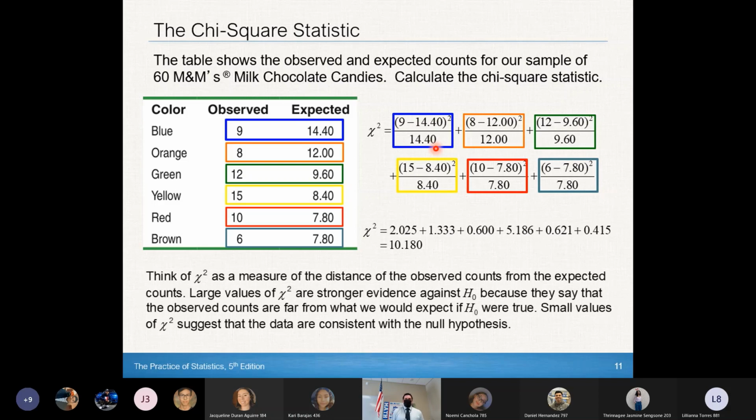Think of chi-squared as a measure of the distance of the observed counts from the expected counts. Large values of chi-square are stronger evidence against the null hypothesis because they say that the observed counts are far from what we would expect if the null hypothesis were true. Small values of chi-square suggest the data are consistent with the null hypothesis. Similarly to a standard deviation, a large standard deviation means that our data is very spread out. A small one means that it's less spread out. In this case, a large chi-square says that this is very different than what we expect. Small says it's very similar to what we expect.